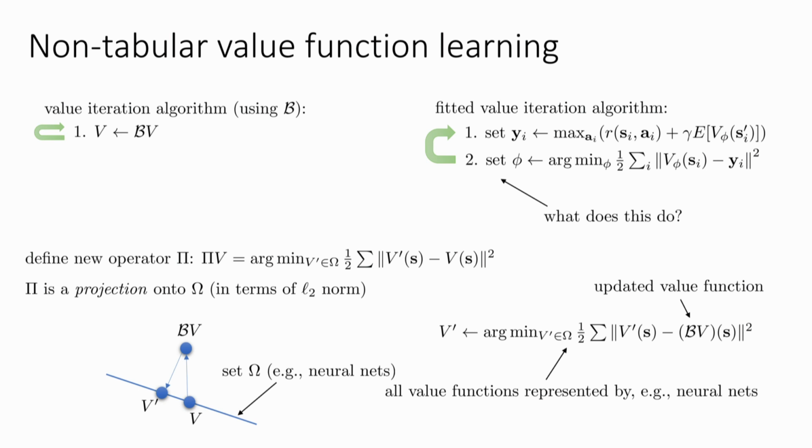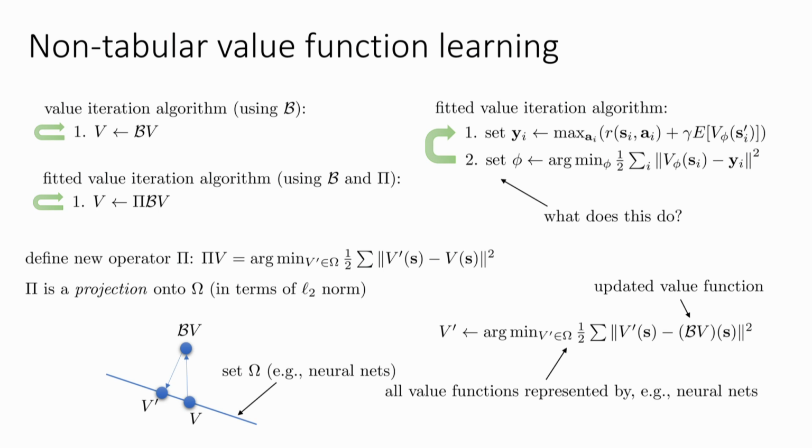And if I'm using squared error here, then it's a projection in terms of the L2 norm. And this little detail, the fact that it's L2 norm, will be important. So now I can finally do the thing that I promised all along, which is write the fitted value iteration on one line. I can just write it as V becomes Π B V. Very simple.